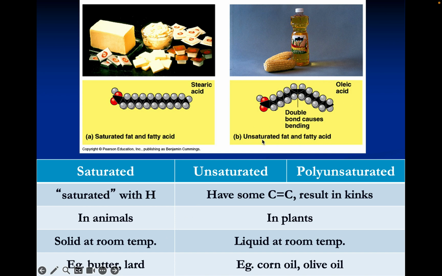All right, and compare that with unsaturated fat. Unsaturated fats are bent because there are some double bonds in here, carbon to carbon double bonds that kink the chain. These are the types of fats we generally find in plants. They are liquid at room temperature. Because of these kinks, they don't settle nicely into a solid shape. At room temperature, they need to be colder. Examples of unsaturated fats would be things like corn oil and olive oil.